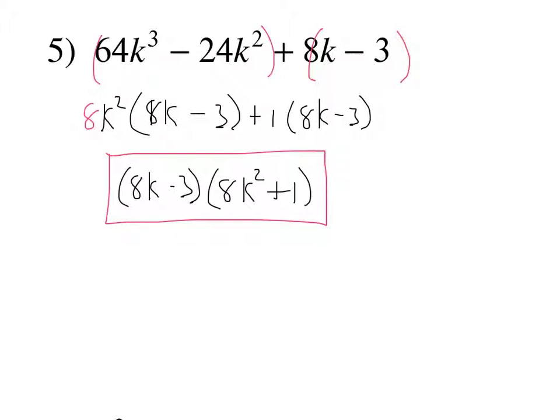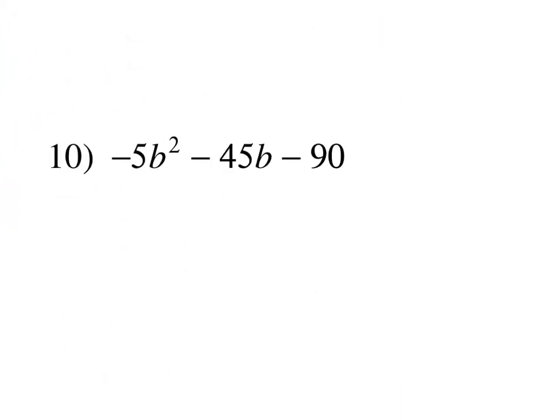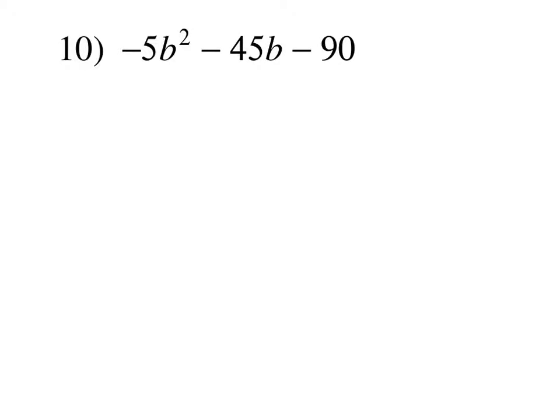Number 10? Sure. Looking at number 10, the first thing I see is that the first term, negative 5b squared, is negative. So we at least need to pull out a negative 1. But is there anything else we can factor out? Negative 5 is what we're factoring out. So negative 5 times what's left behind? Positive b squared. Anything else? Positive 9b.